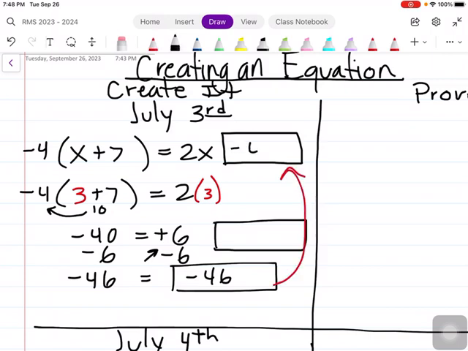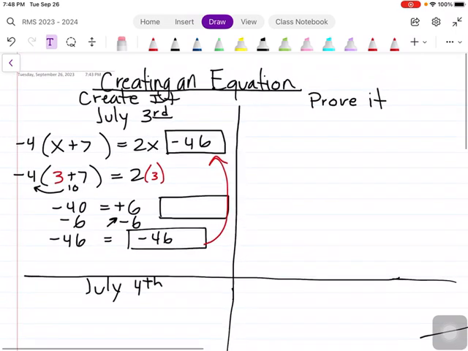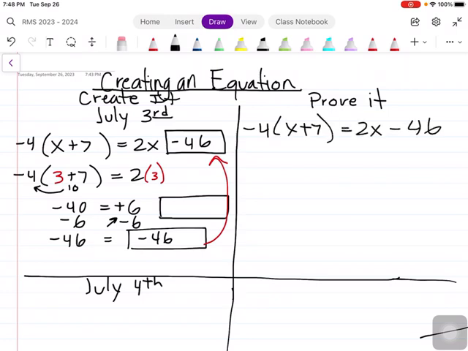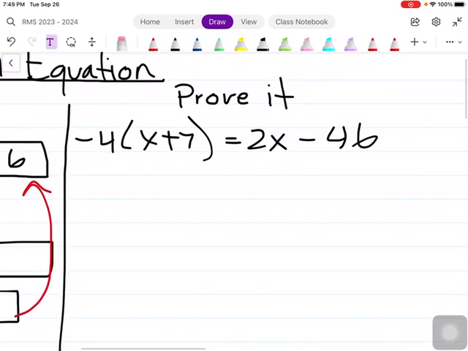Now I know it seems a little bit confusing and you're not really sure, does it actually work out to be x = 3? Now this is the part where we prove it. This is just creating the equation, but you know that on your work paper you have to prove that your equation actually equals the day that it's supposed to match. So I'm going to write it all out. -4(x + 7) is equal to 2x - 46. And now if I work this out, it should equal 3.